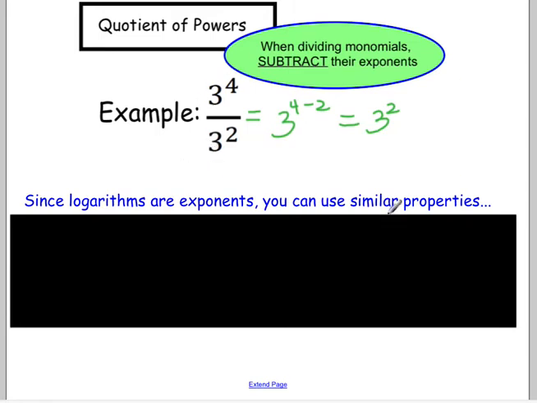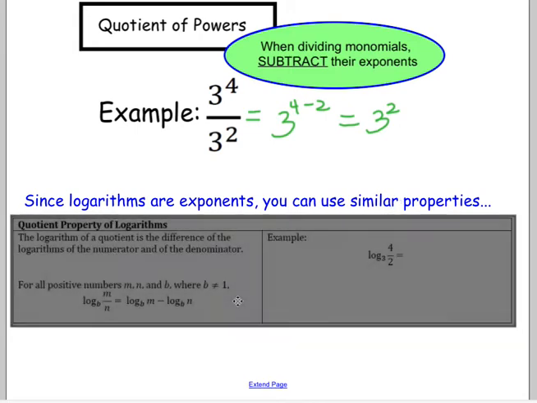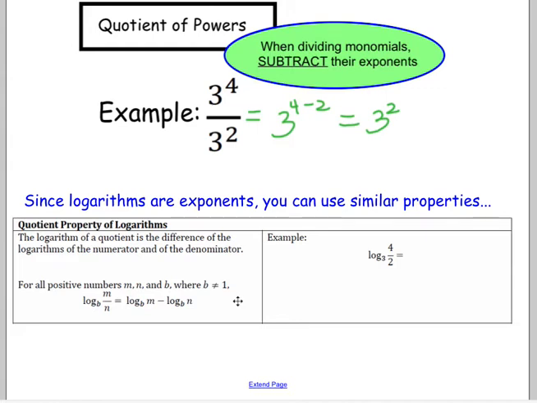Okay, so now the properties that I have for logarithms. The quotient property of logarithms is actually written on the top of the back side of your note sheet, so that's where that can be found.